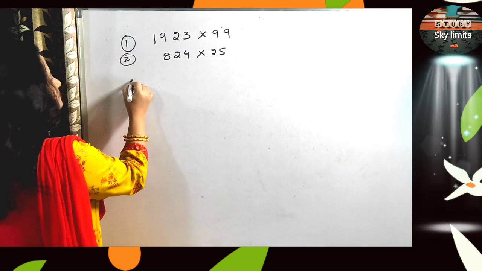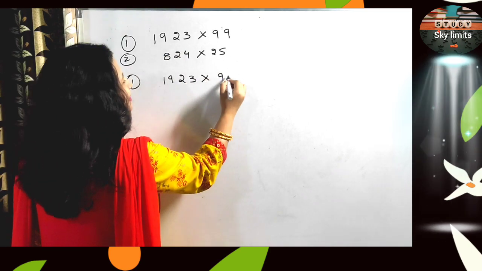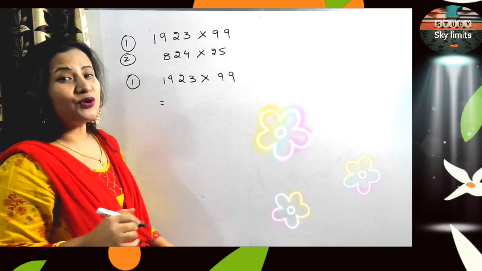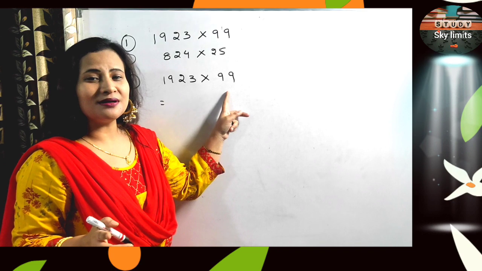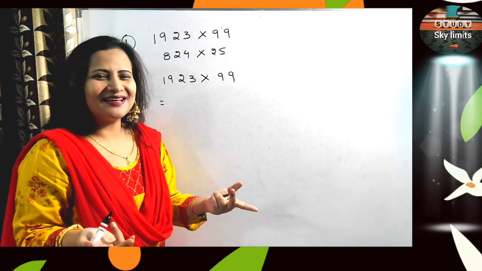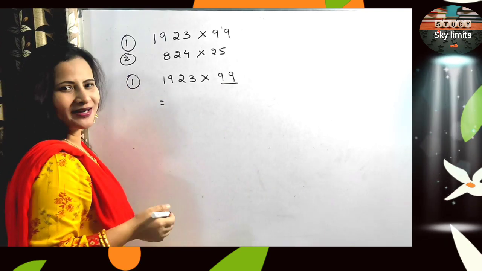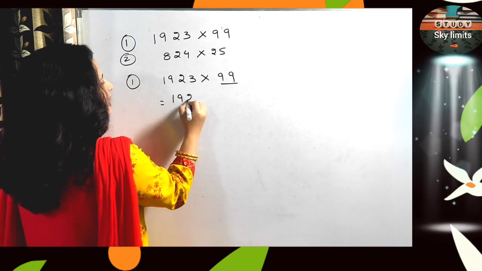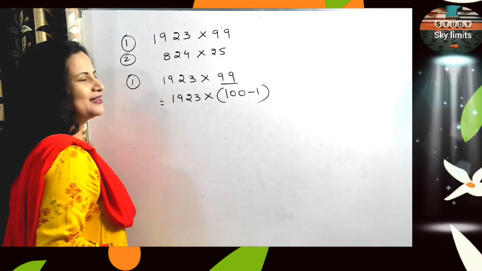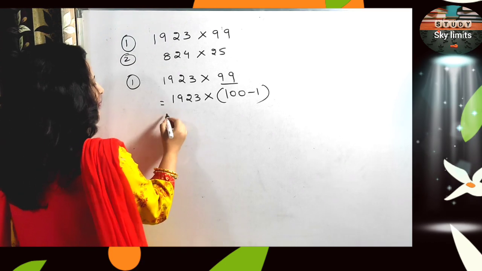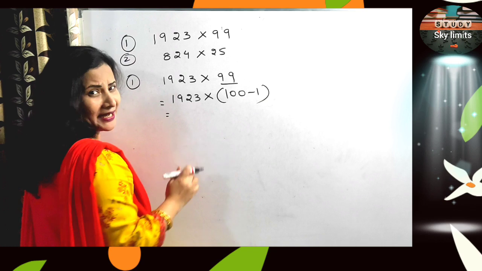So let's take the first number, 1923 multiplied by 99. I told you, if you recall, you have to choose a number which is easy to split and easy to multiply. Yes or no? So obviously here we will choose 99. I will write it as 100 minus 1. As simple. Now, 1923 is first multiplied by this, and then it is multiplied by the second number.